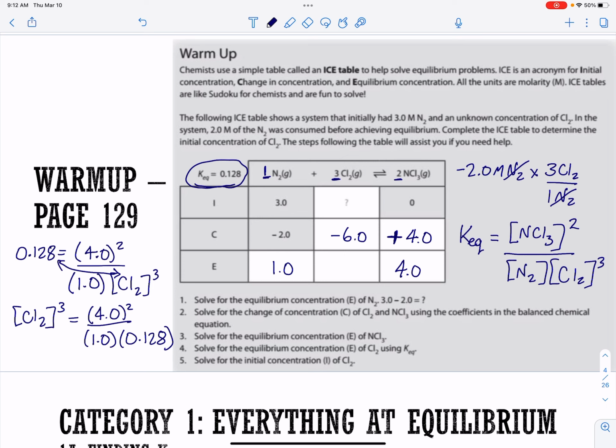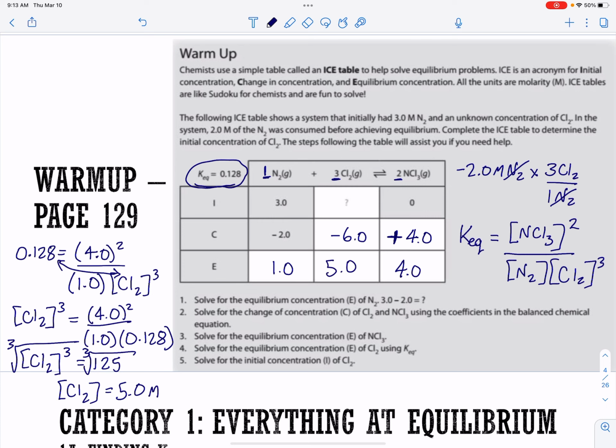And we're going to solve for that concentration of Cl2. So 4 squared divided by 1 times 0.128 gives me 125. Lastly, I'm going to take care of that cubed. So the opposite of cubed is cube root. Cube root both sides. And my final concentration of Cl2 is equal to 5.0 moles per liter. So I can fill that in my chart.